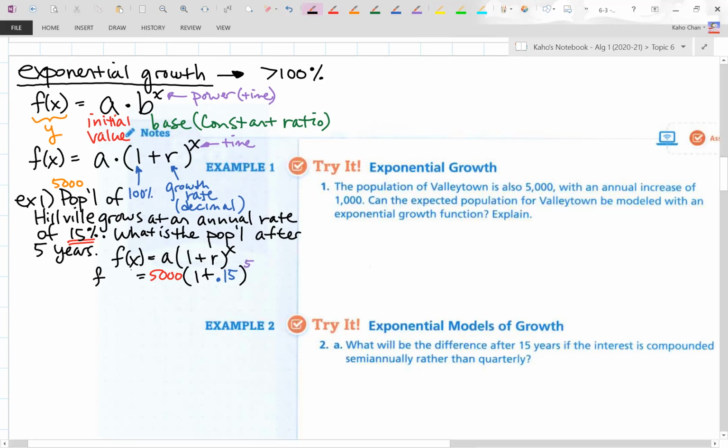Oh, that's function notation, by the way. It doesn't mean f times 5. It just means f of x when x is 5 years. Let's punch that into a calculator, because I'm sure most of us can't do this by hand. You are allowed a calculator on the test or final. So grab a calculator if you don't have one. Just follow along with me.